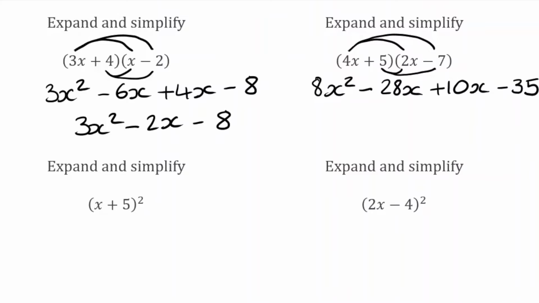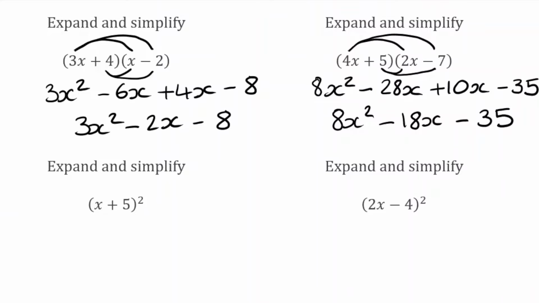Okay, so now it's just collecting the like terms again. So we have 8x squared. We have negative 28 plus 10. That's going to give us negative 18. So we'd have minus 18 lots of x. And then again at the end, we'd have minus 35.